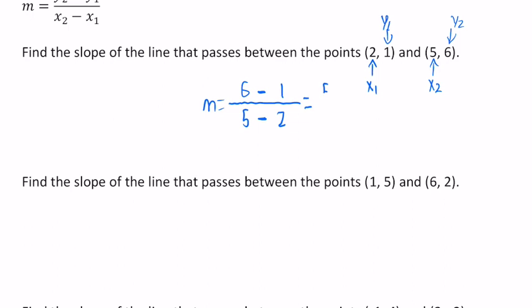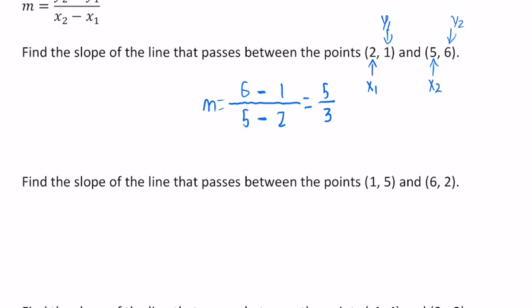6 minus 1 is 5. 5 minus 2 is 3. We can't simplify that fraction, so here we would say the slope of the line passing between those points is 5/3. If you'd like to try the next problem on your own, pause the video now and resume when you're ready to see the solution.